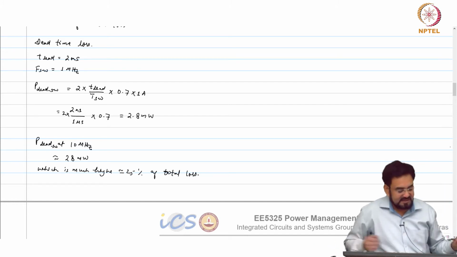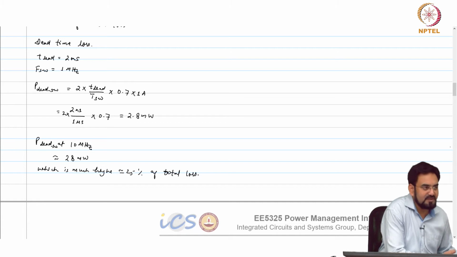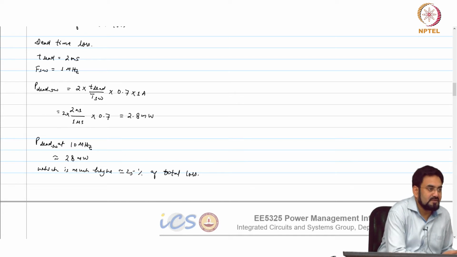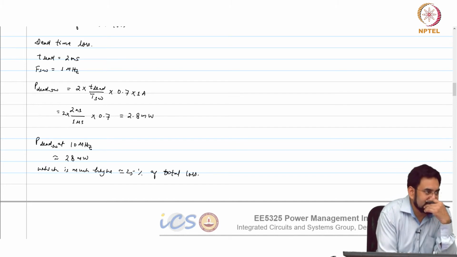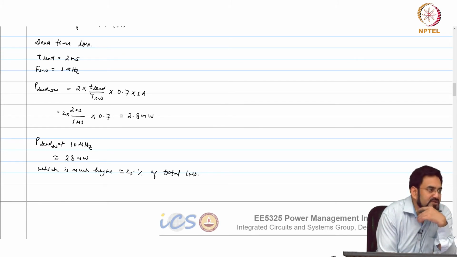So, what will be the efficiency, let us say. 150 milliwatt will be roughly the total loss. So, 88%. Because 25% of 10% is roughly 2.5%, so 2% extra you will lose. Instead of 90% you will get 88%. If you are happy with 88%, then you can go for 10 megahertz. If not, then you have to use a lower switching frequency.